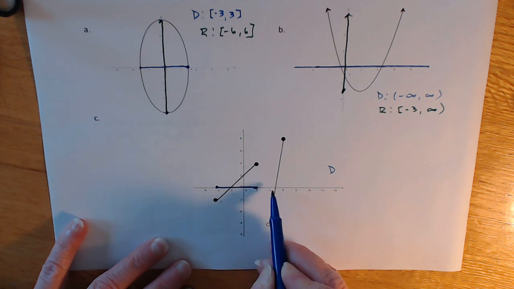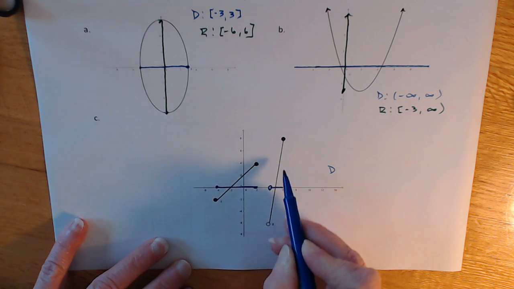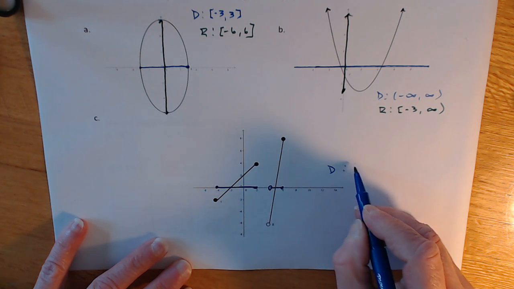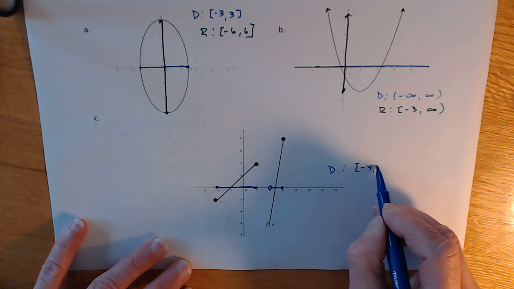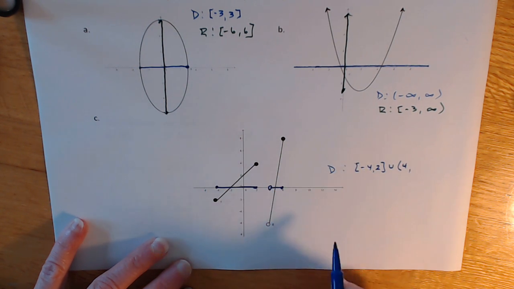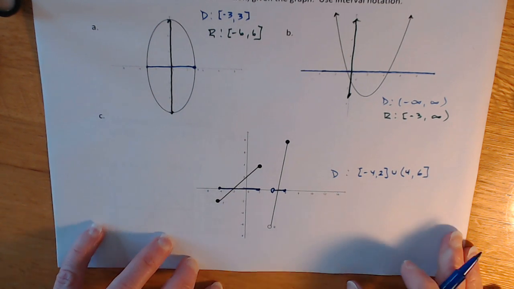There's a little bit of a gap. It picks up again at 4, but again, remember, it's an open circle, so it's just after 4. And it continues there till 6 and then stops. So the domain went from -4 to 2, and then the other piece was 4, keep in mind that's a parentheses because it's not included, to 6.